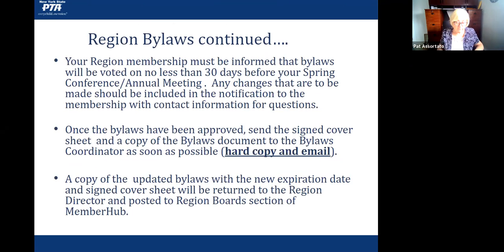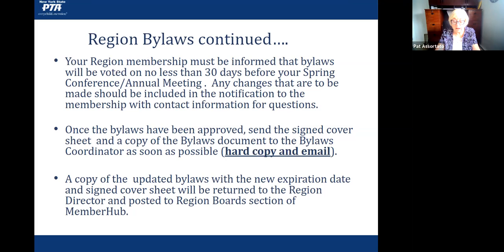Your region membership must be informed that bylaws will be voted on no less than 30 days before your spring conference annual meeting. Any changes that are to be made should be included in the notification to the membership with contact information for questions. Once the bylaws have been approved, send the signed cover sheet and a copy of the bylaws document to the bylaws coordinator as soon as possible.